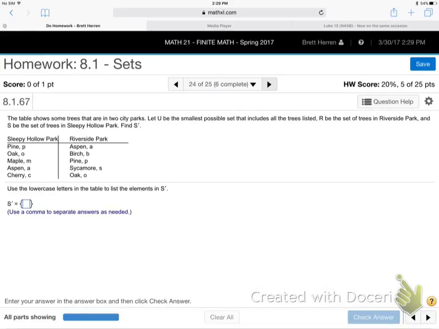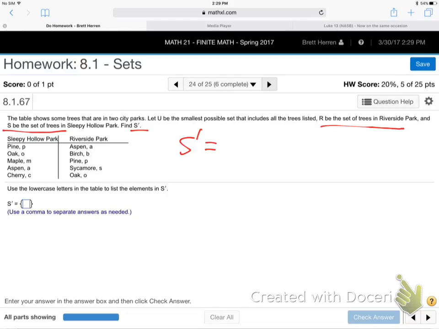Here are some trees that are in 2 city parks. Let U be the smallest possible set that includes all the trees listed. R is the set of trees in Riverside. S is Sleepy Hollow. All right, they want S prime. They want the ones not in Sleepy Hollow. Which ones are not in Sleepy Hollow?